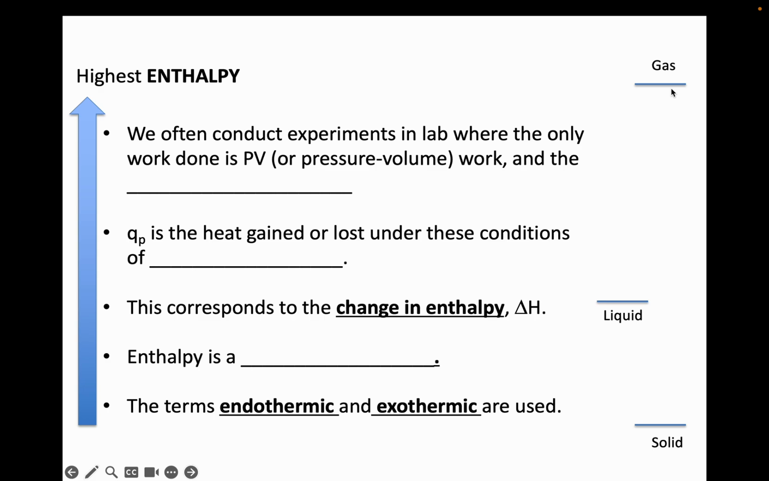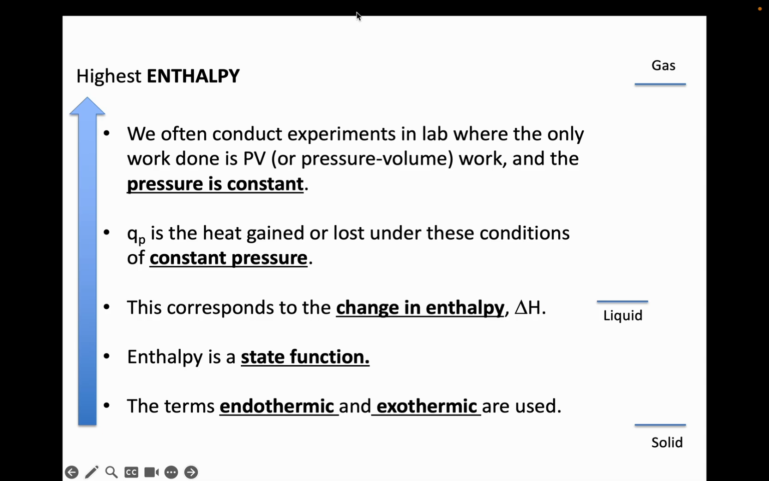So what is enthalpy? We often conduct experiments in the lab where the only work that we're interested in is pressure volume work, and that when that takes place, the pressure is constant. If we think about a beaker that's sitting on a Bunsen burner, the beaker, if it's open to the air, the pressure that's exerted on top is atmospheric pressure. That doesn't change during the experiment. So the pressure that we have involved is going to be constant. And the type of work that we would have that could take place is pressure volume work.